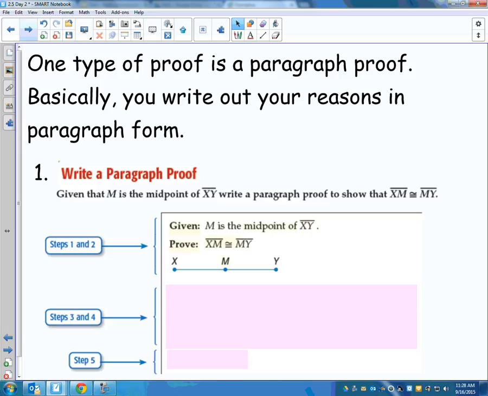Congruent means that it's equal to. So if XM equals MY, that means XM is congruent to MY. Yes? That's what I would say. That's a lot of writing, right?